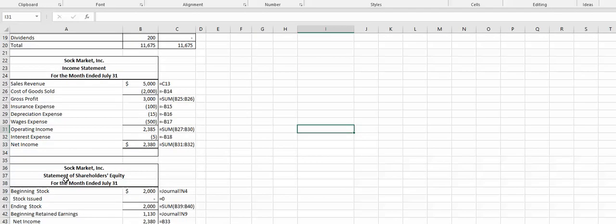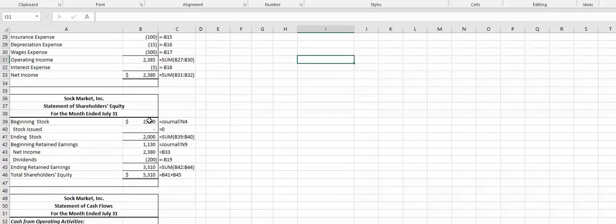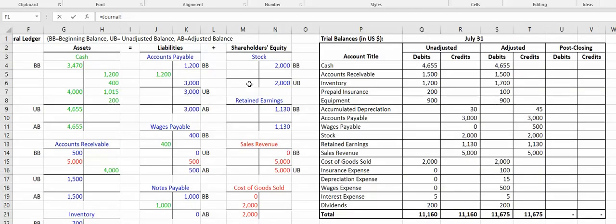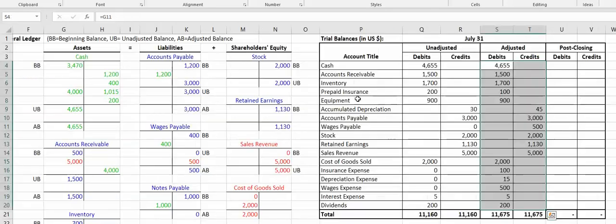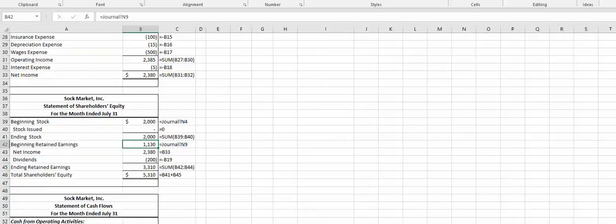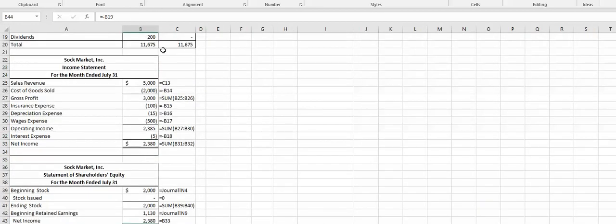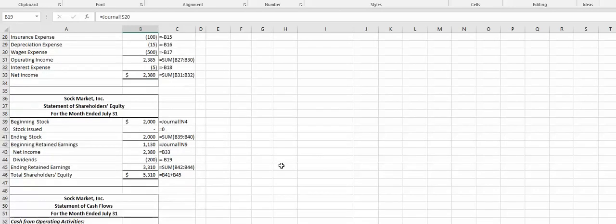Then you do your statement of shareholders' equity, and I'm going to show you where you get your beginning balances. All beginning balances should be gotten from the ledger. And I had no new stock issued, so I did equal 0, and then I did a sum function. And then beginning retained earnings, again, you're going to go pick that up right over here and add your net income from here, subtract your dividends, again minus, and then click on that cell.